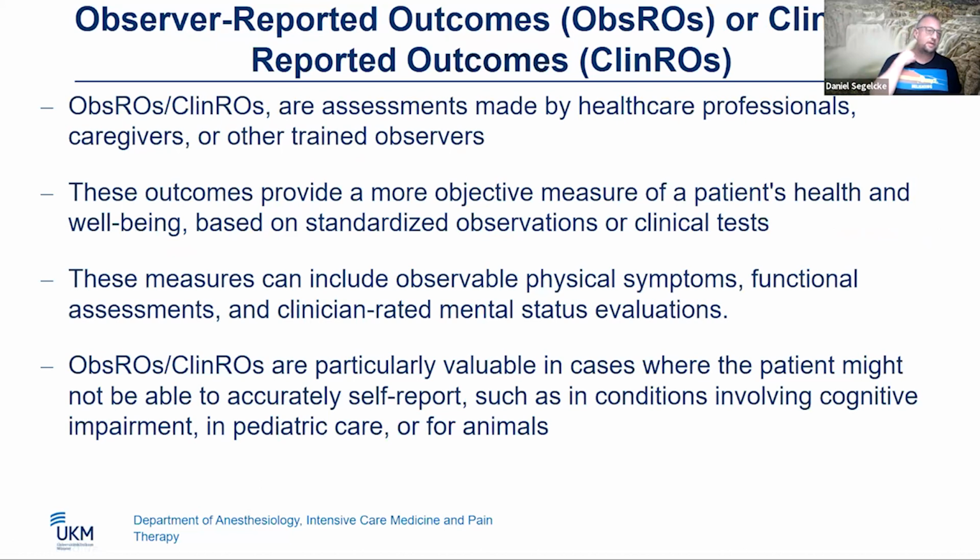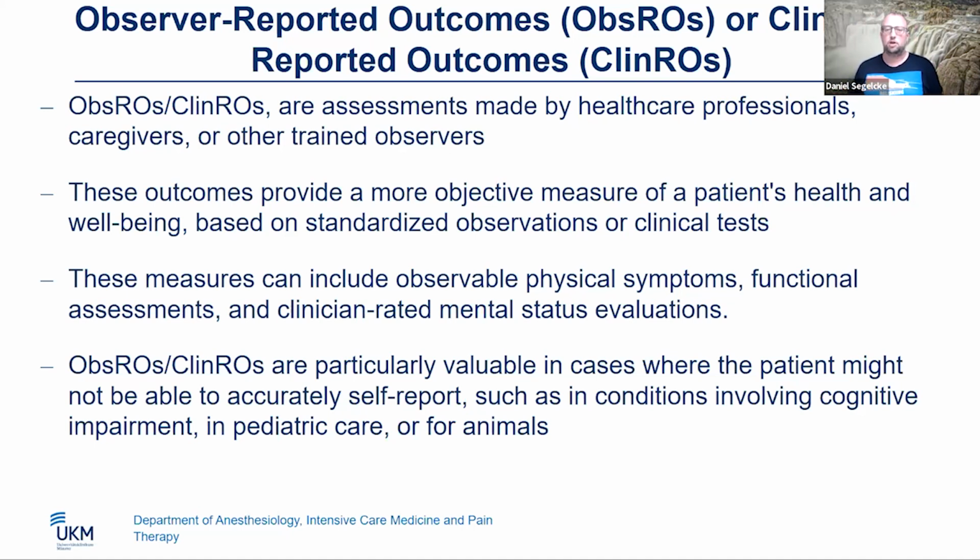In contrast, the observer-reported outcomes, ObsROs, or clinician-reported outcomes, ClinROs, are assessments made by healthcare professionals, caregivers, or other trained observers. These outcomes provide a more objective measure of the patient's health. The problem with the patient-reported outcome is that we have a part of subject information, and with the ObsROs we have standardized observation methods and clinical tests. But these points are established in human healthcare, but at the moment not in animal healthcare.